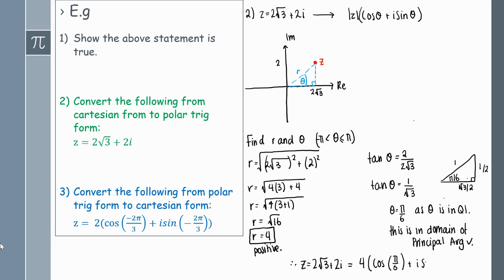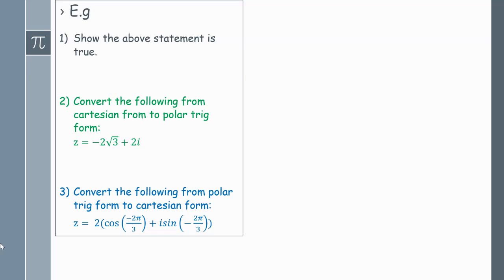In this way, I can write my Cartesian equation into the polar trig form. Modulus is 4, brackets, cos pi on 6 plus i sine pi on 6. So I just sub my modulus and my argument into the polar trig equation. This part is actually the easiest part.